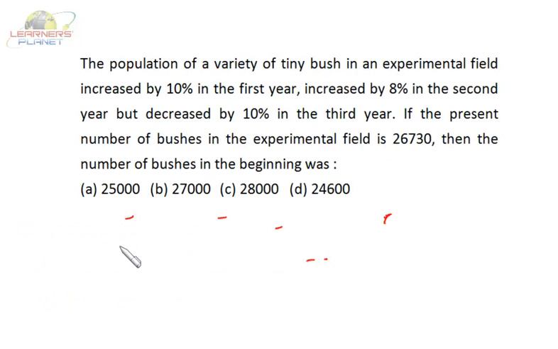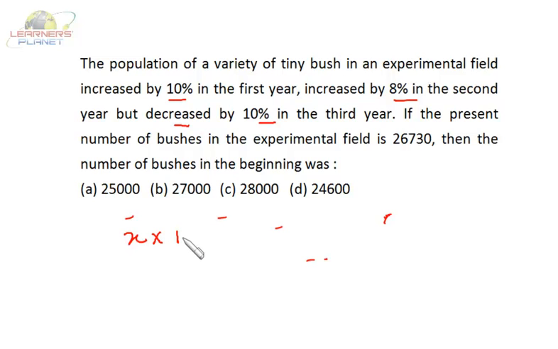Now let's do this problem. The population of a variety of tiny bush in an experimental field increased by 10% in the first year, 8% in the second year, and decreased by 10% in the third year. If the present number of bushes in the field is this, then we have to find the number of bushes in the beginning. Let it be x.